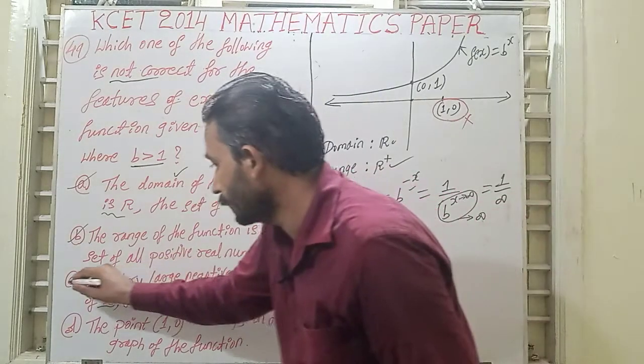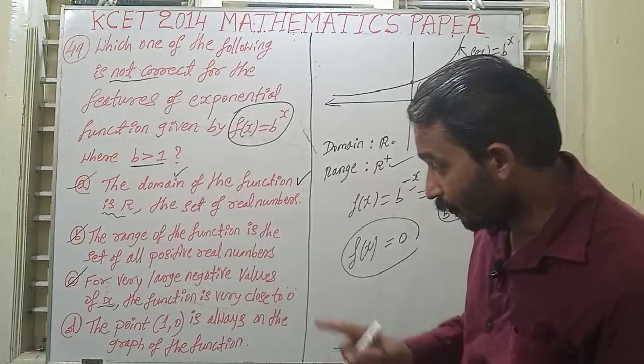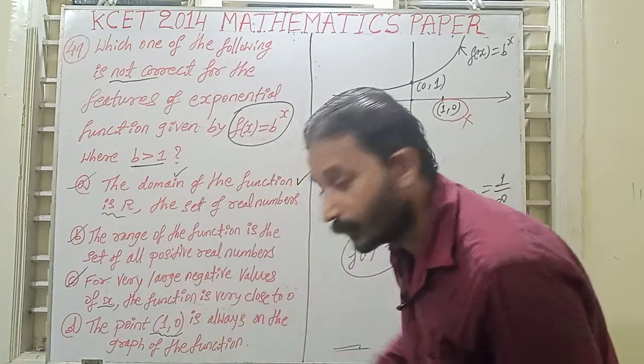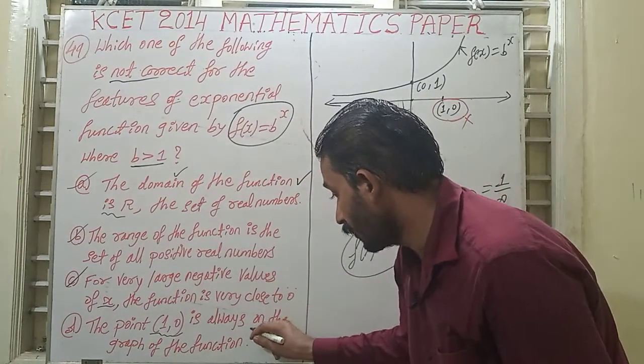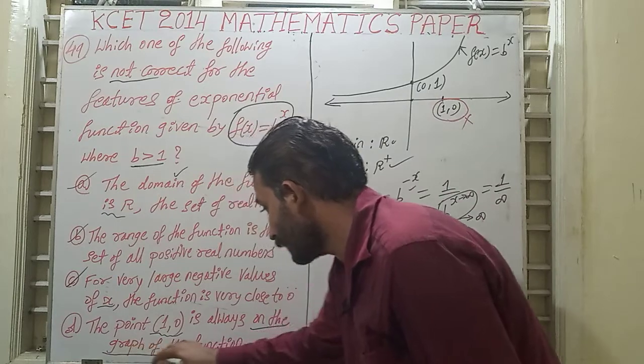Yes, it is correct. So the last one: the point 1 comma 0 is always on the graph of the function. Is it correct?